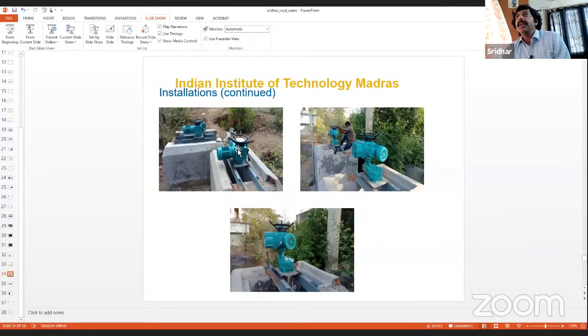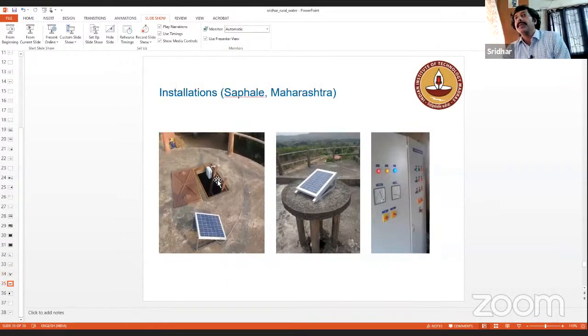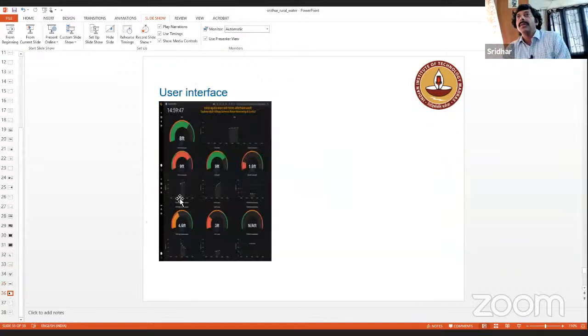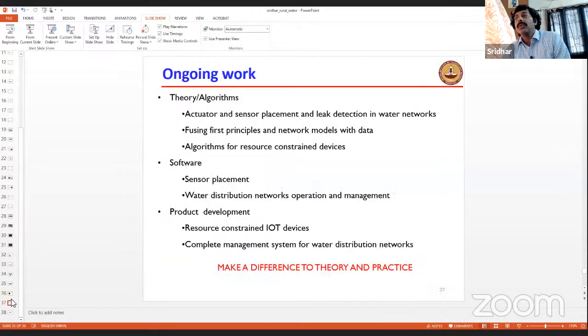So these are again at the Safale, this multivariate scheme where the existing valves have been retrofitted with electrical actuators and can be remotely operated. The water tank top has a level sensor, which is powered either by solar power or by conventional power, and these are extremely low cost. The user interface tells you the water level at the different tanks, and can also be used to open and close valves, as I said.